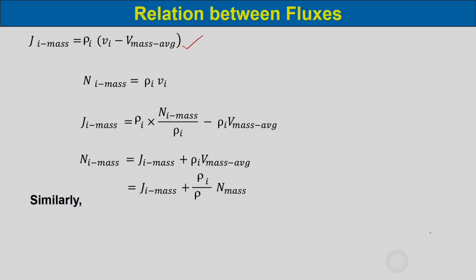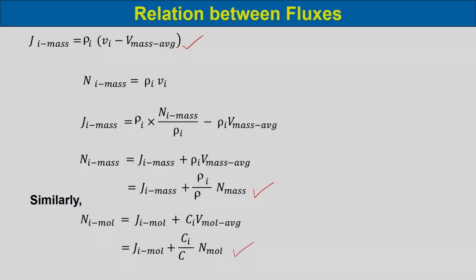Similarly, in terms of N_i mole, we can write j_i mole plus C_i v molar average, which is equal to j_i mole plus C_i by C into N mole. We will use these two relations later in our discussion.